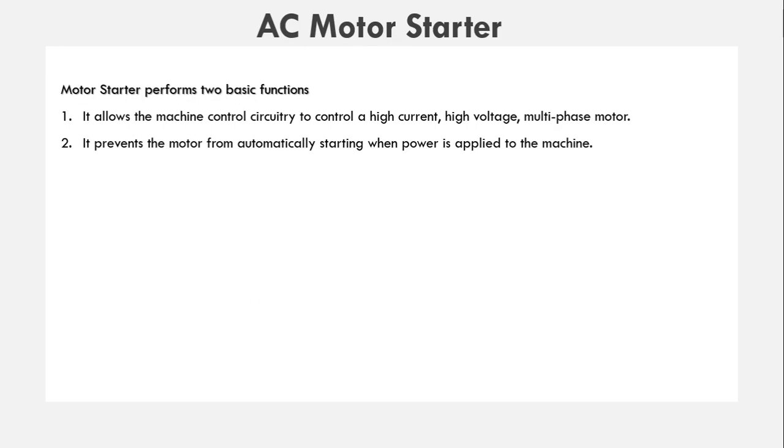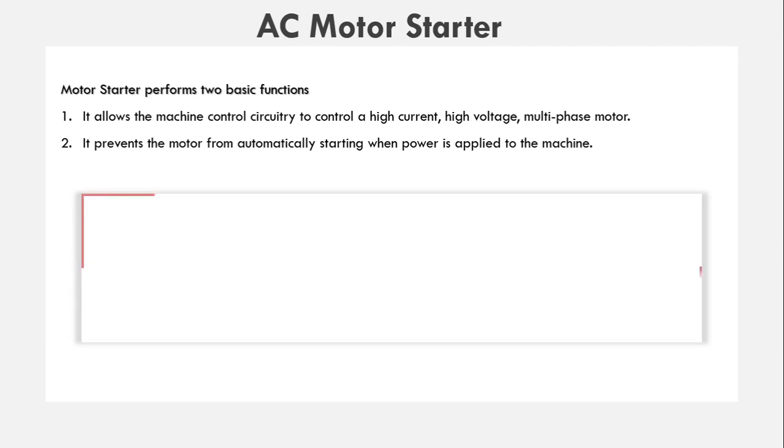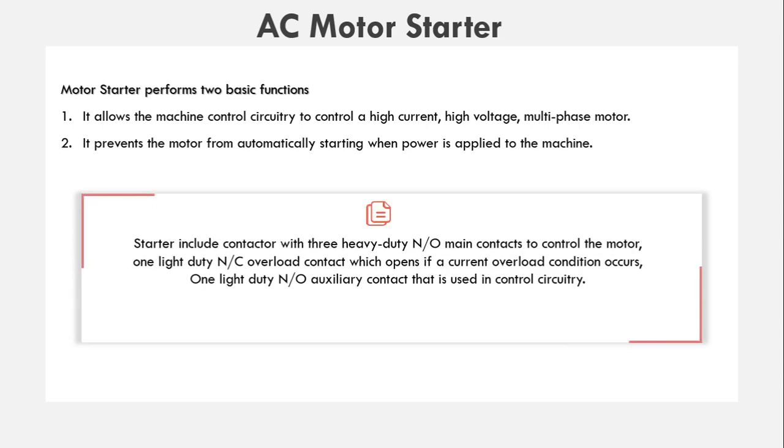A motor starter generally performs two functions. Number 1, it allows the machine control circuitry to control a high current, high voltage in multi-phase motors. And second, it prevents the motor from automatically starting when power is applied to the machine. The starter includes a contactor with three heavy duty normally open main contacts to control the motor, one light duty normally closed overload contact which opens if a current overload condition occurs, and one light duty normally open auxiliary contact that is used in control circuitry.